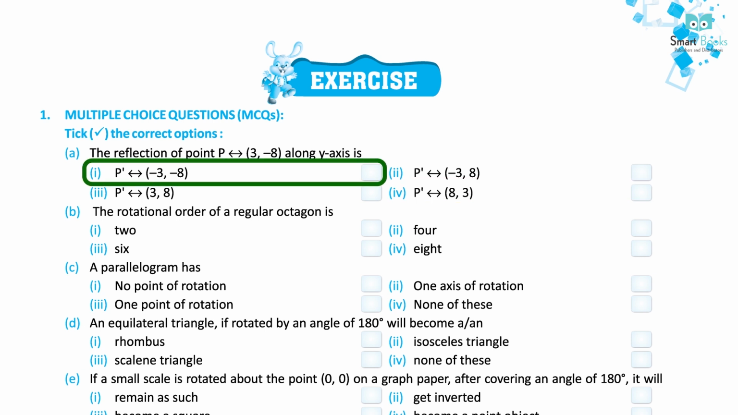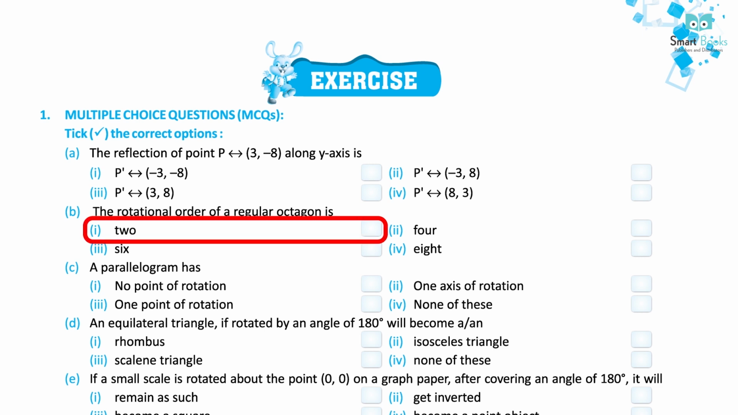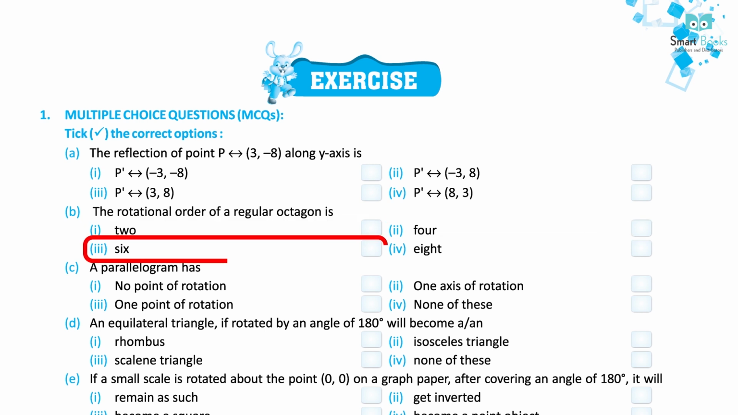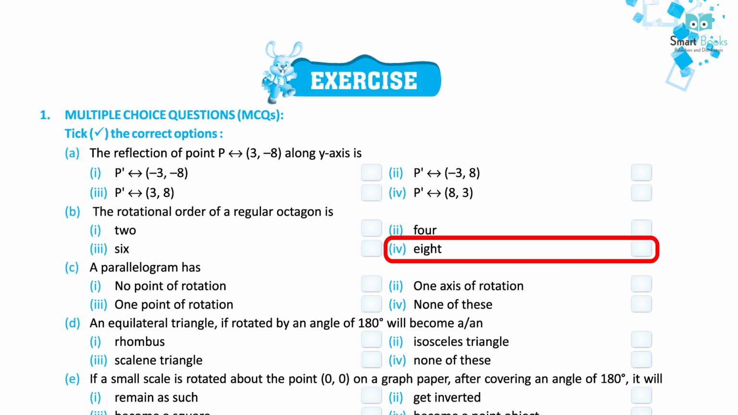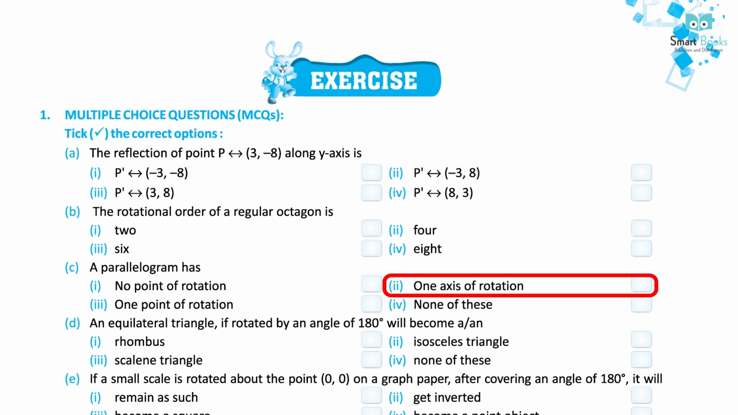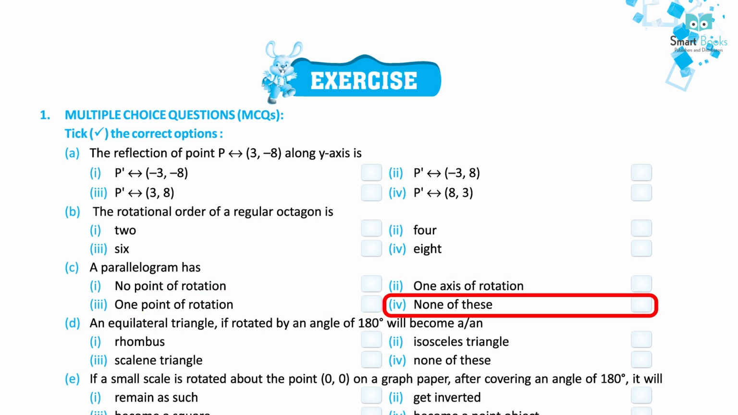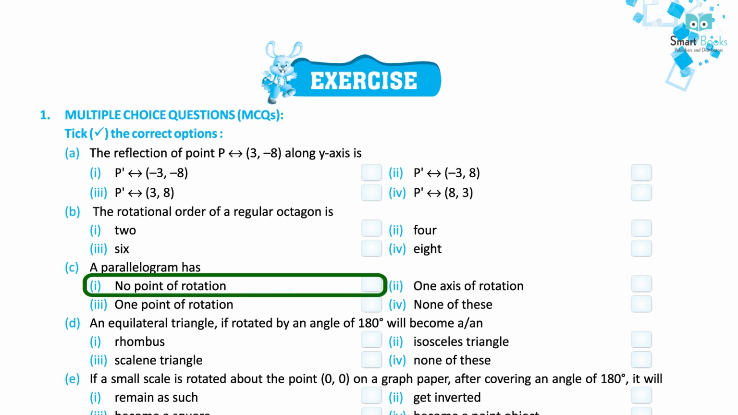Solution: first, P minus 3 minus 8. B. The rotational order of a regular octagon is: first, 2, second, 4, third, 6, fourth, 8. Solution: fourth, 8. C. A parallelogram has: first, no point of rotation, second, one axis of rotation, third, one point of rotation, fourth, none of these. Solution: one point of rotation.